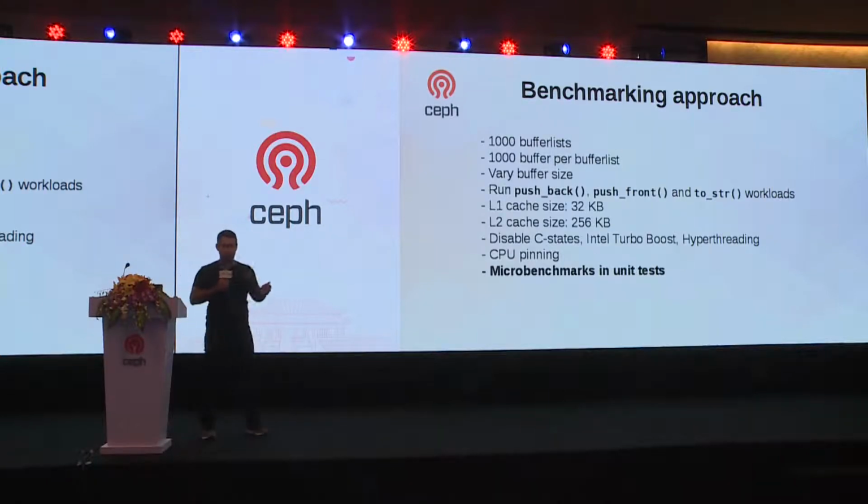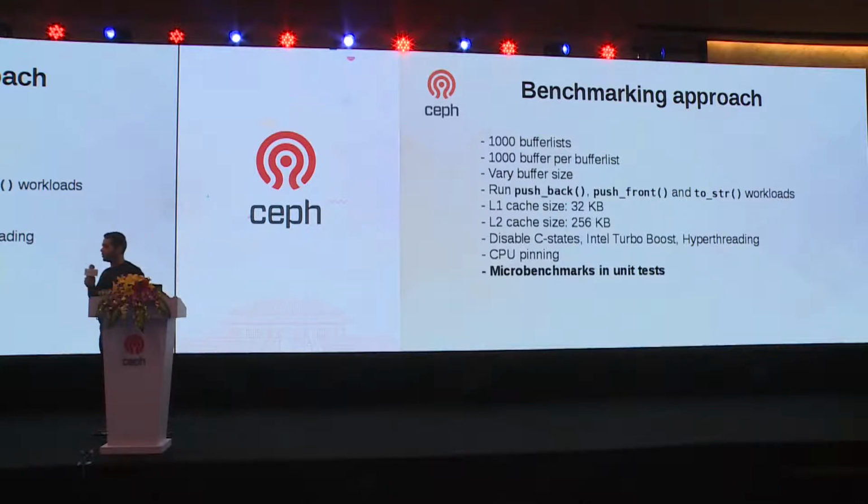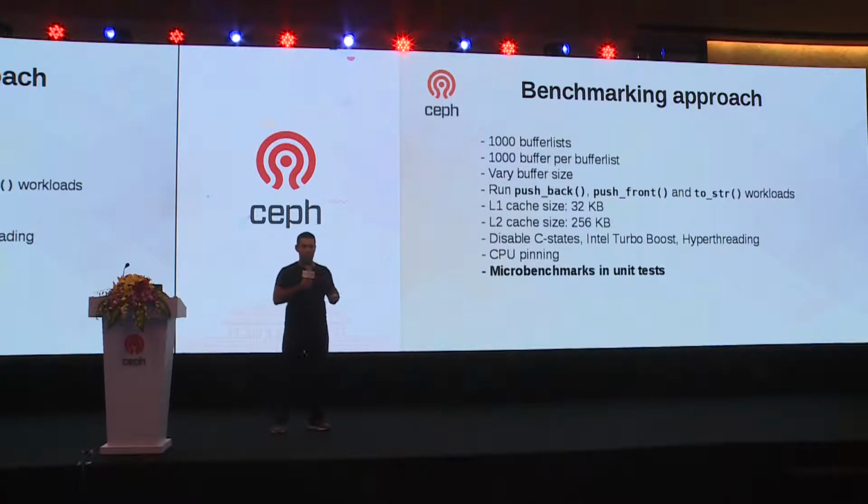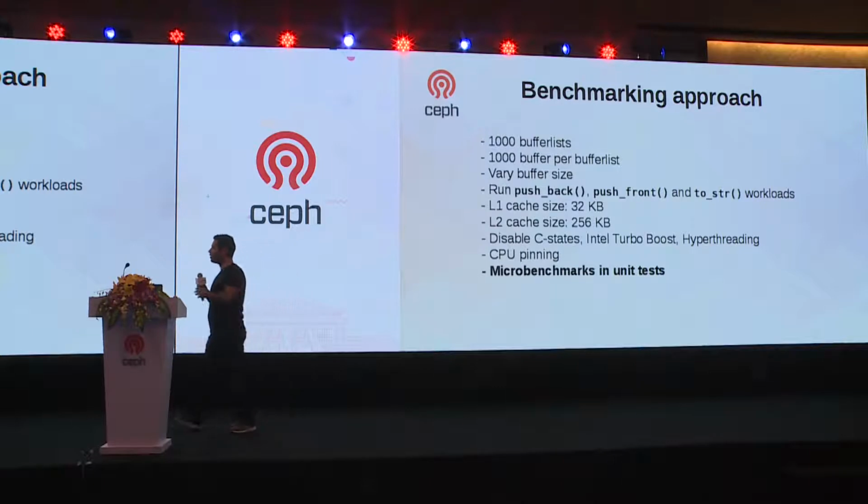The approach I took for measuring the impact of changing buffer list from a list to a vector is the following. I have a micro benchmark that creates 1,000 buffer lists, and in each buffer list, I append 1,000 buffers to it. So we have 1,000 buffer lists. Each buffer list has 1,000 buffers. I have an L1 cache size of 32K and an L2 cache of 256.